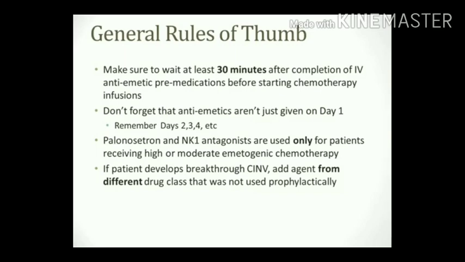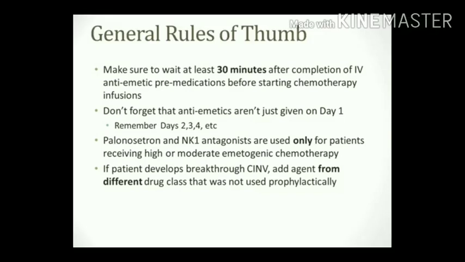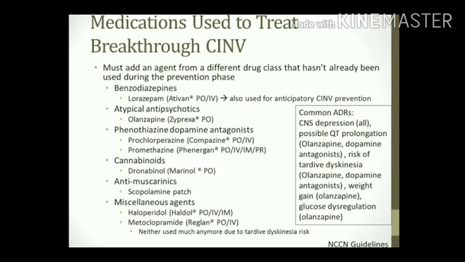If patients develop breakthrough chemotherapy induced nausea and vomiting, the fourth type, add an agent from a different drug class that was not used prophylactically, such as benzodiazepines. Here we used only 5-HT3 antagonists and NK1 antagonists prophylactically. But if the patient develops the fourth type, then we go for another class such as benzodiazepines and other dopamine drugs. Okay, what are the medications used to treat breakthrough chemotherapy induced nausea and vomiting?